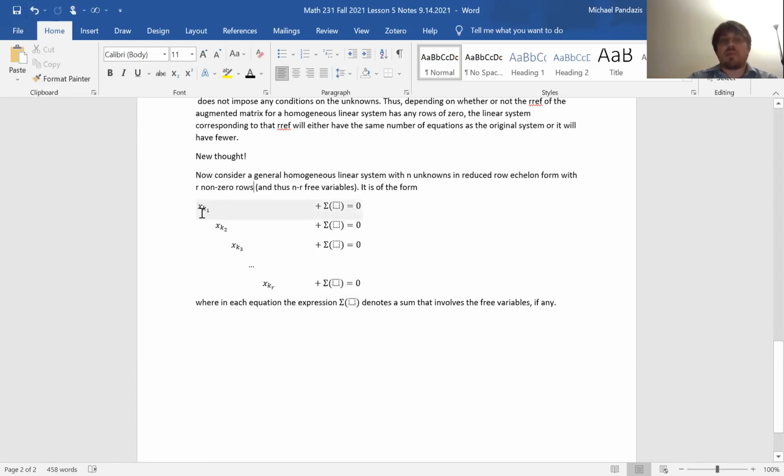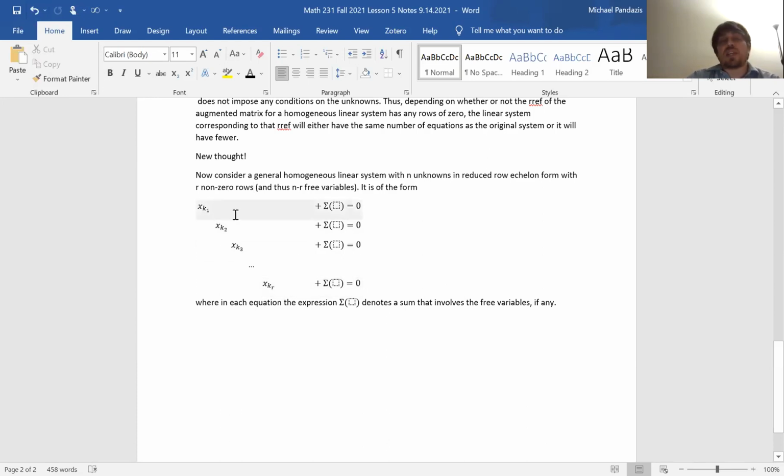And so you'd have an index k1, k2, and k3, where k1 is the index of the first leading variable, k2 is the index of the second leading variable, and k3 is the index of the third leading variable. So if x2, x4, and x6 were leading variables, then k1 equals 2, k2 equals 4, and k3 equals 6. The ks in order are the indices of the leading variables. Since there are r leading variables, you have k1, k2 through kr. Does that make sense? So you have x sub k1, x sub k2, x sub k3 up to x sub kr, and those are the r leading variables, and k1 to kr are the indices of those r leading variables of the total n variables.